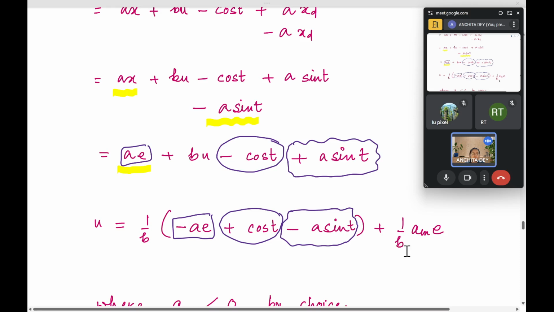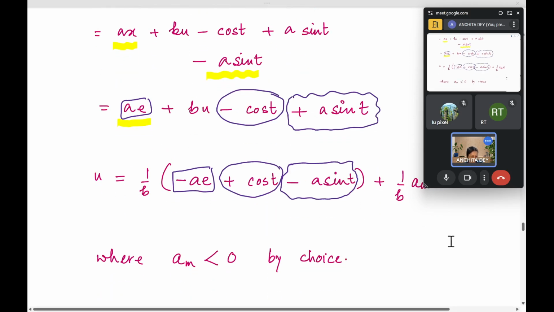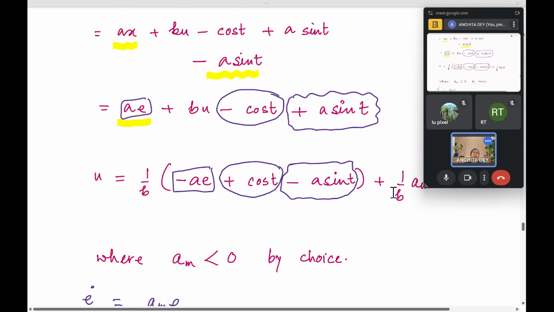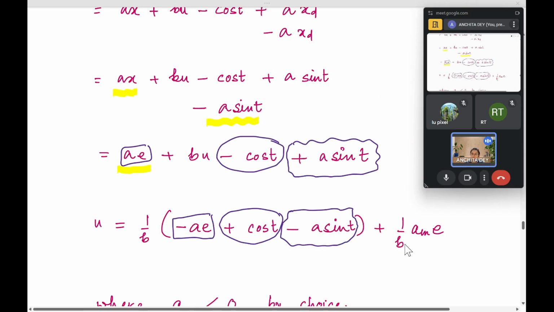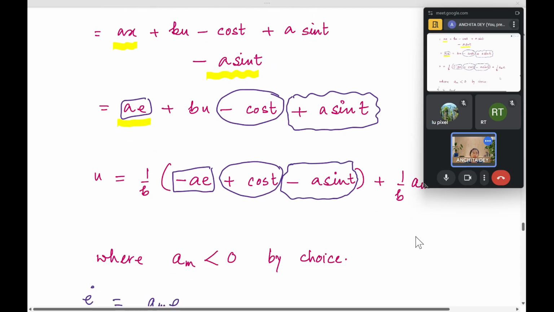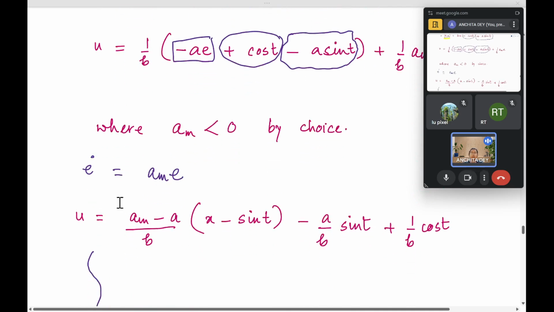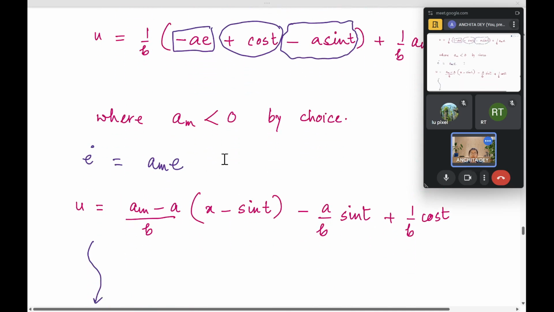So what we do is we introduce another signal, which is 1 by B Am e in this position now, because that was our prime motive anyway. We wanted e dot to be equal to some Am into e, with Am being less than 0. To ensure that we get this expression again, we bring a 1 by B Am e, and this Am is now Hurwitz, less than 0 by the user's choice. So we have e dot equal to Am e now. If you place this controller expression, we will get this.